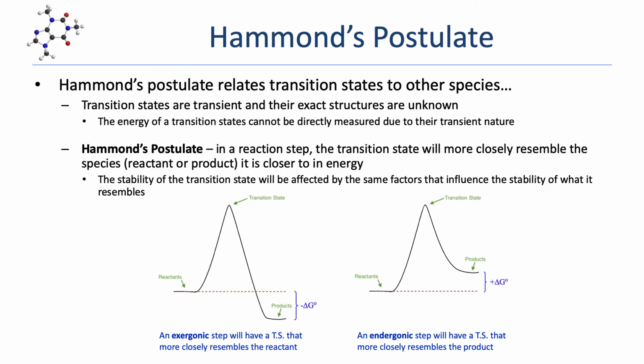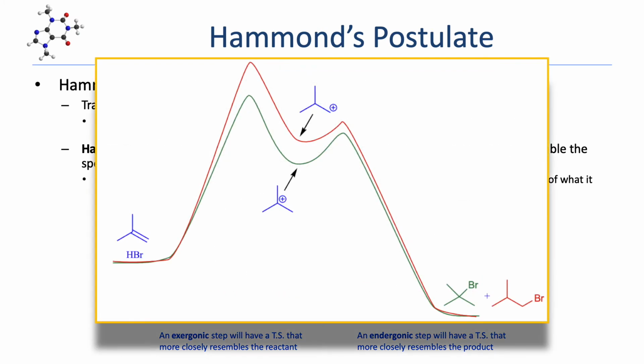If you look at the endergonic example, you see the exact opposite. In this case, you can see that the transition state is closer in energy to the products than to the reactants. And that means that the transition state will more closely resemble structurally the products than the reactants. In either case, the stability of the transition state will be affected by the same factors that influence the stability of what it resembles.